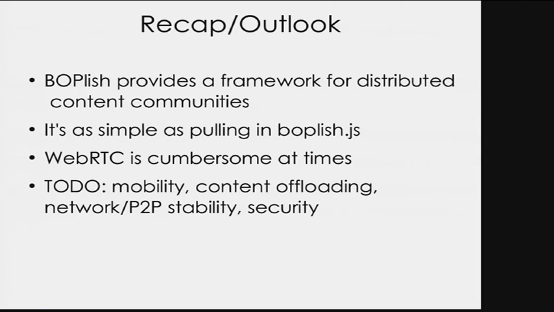We have quite a bit of to-dos for Boblish. For example, mobility, like quickly switching between peers which have the same ID. Content offloading, like saying, I'm hosting the content on my cell phone, but I'm going to turn my cell phone into flight mode, and I want to offload the content to another host. Peer-to-peer stability is really not an easy issue. It's not only our problem, it's a problem of peer-to-peer networks as such. We can improve on that. And security, which includes identity, privacy, and all that stuff. We didn't focus on that very much.